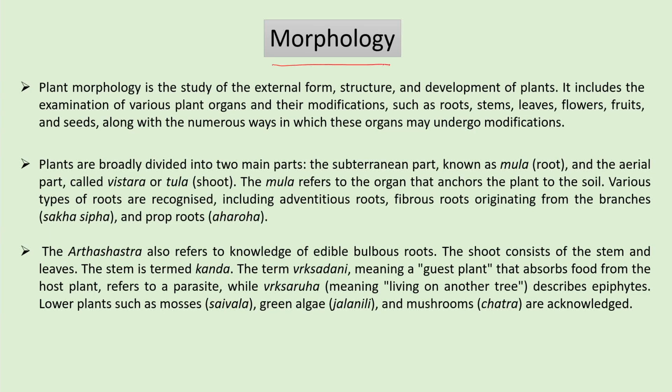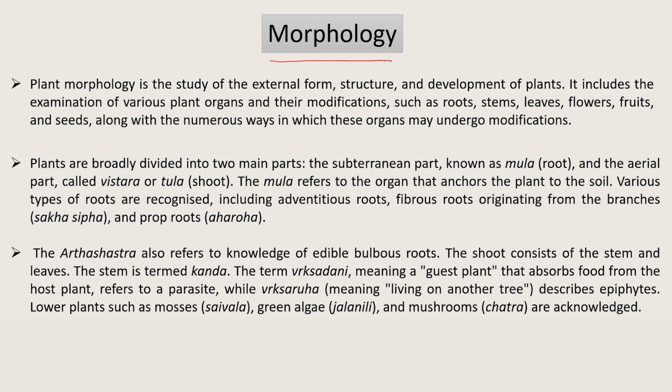Now, the explanation about morphology. Plant morphology is the study of the external form, structure and development of plants. It includes the examination of various plant organs and their modifications, such as root, stem, leaves, flowers, fruits and seeds, along with the numerous ways in which these organs may undergo modifications. Plants are broadly divided into two main parts: the subterranean part known as mool, root, and the aerial part called vistara or tula, shoot.